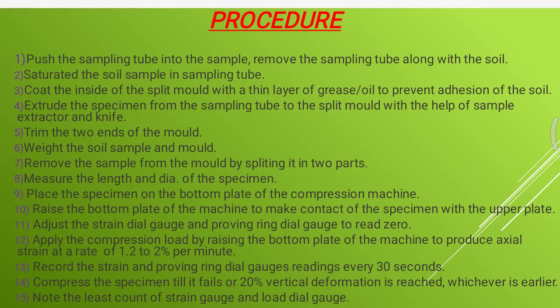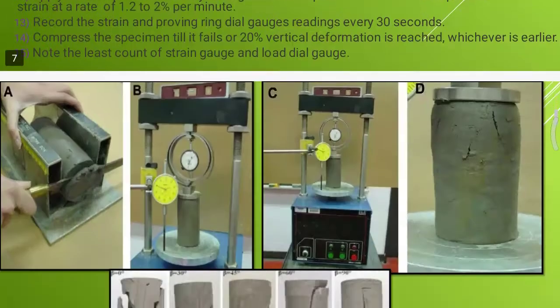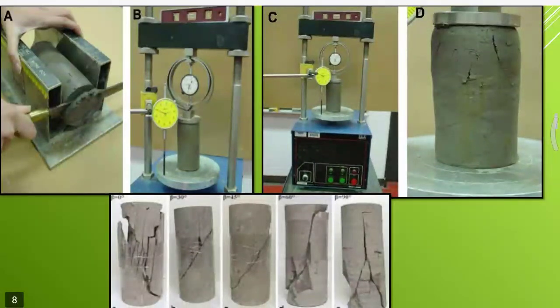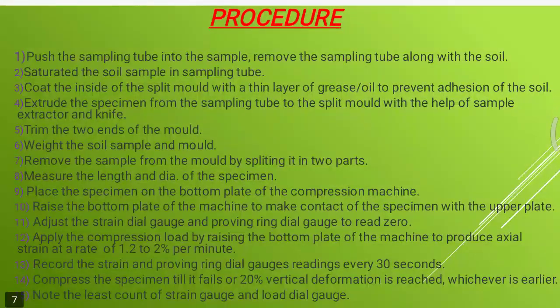Then trim or cut the two ends of the mold like this. Figure 1 shows how to trim or cut the two ends of the specimen. Then weigh the soil sample and mold. Then remove the soil sample from the mold by splitting it into two parts, and then measure the length and diameter of the specimen. Then place the specimen on the bottom plate of the compression machine.